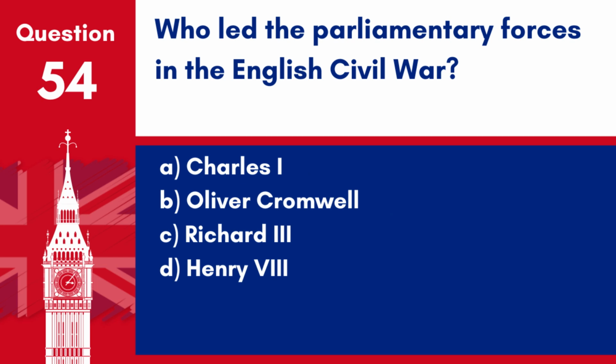Question 54. Who led the parliamentary forces in the English Civil War? A. Charles I. B. Oliver Cromwell. C. Richard III. D. Henry VIII. Answer B. Oliver Cromwell. Oliver Cromwell was a key figure in leading the parliamentary forces during the English Civil War, opposing the royalist forces led by King Charles I.